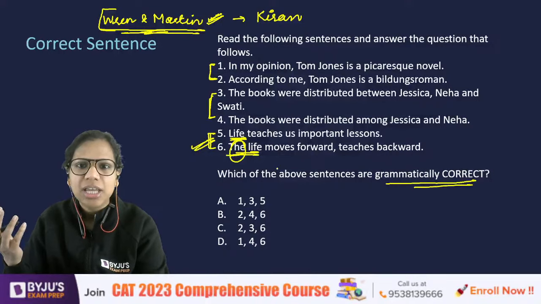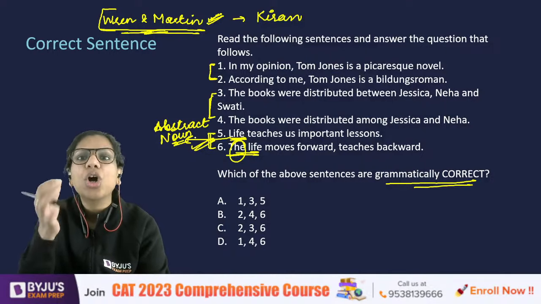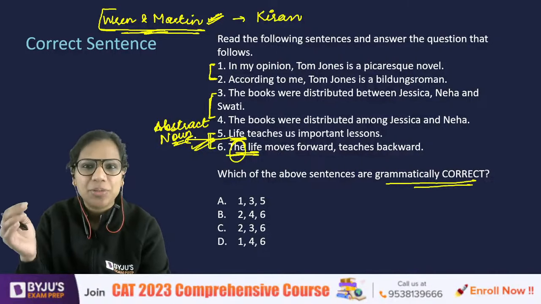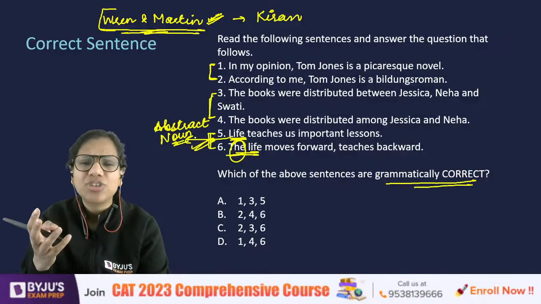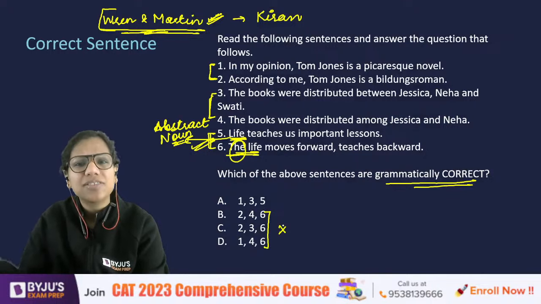That's enough. See, life is an abstract noun. It's not something that is concrete. You can't really touch life, just like you can't touch happiness. So before abstract nouns, we usually do not put articles. So the is not required here. Once you realize this, you've actually solved this question.